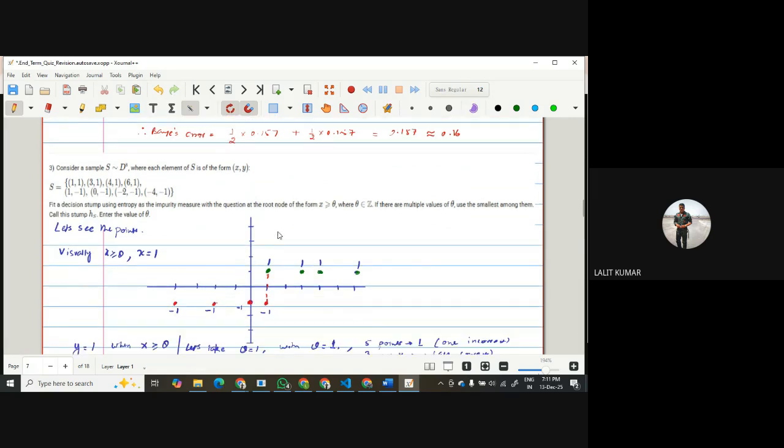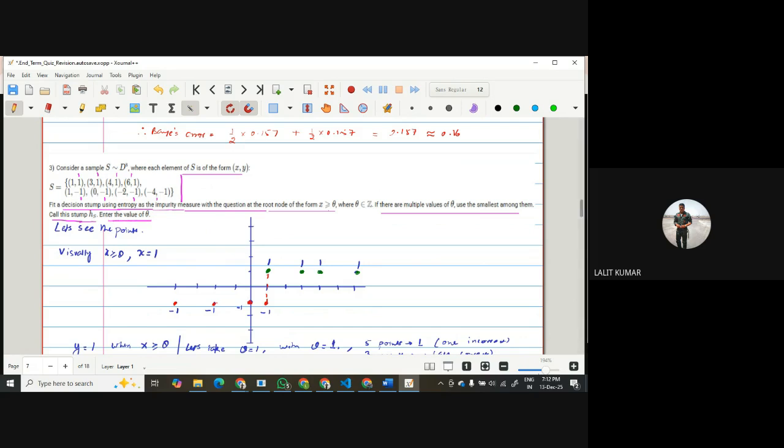Consider a sample S, which is coming from dataset D8. Each element of S is of the form (x, y). This is the dataset. These are plus ones and these are minus ones. Fit a decision stump using entropy as the impurity measure, with the question at the root node of the form x greater than or equal to theta, where theta belongs to Z. If there are multiple values of theta, use the smaller among them. Call this stump HS. Enter the value of theta.